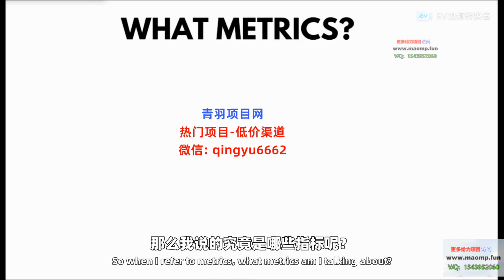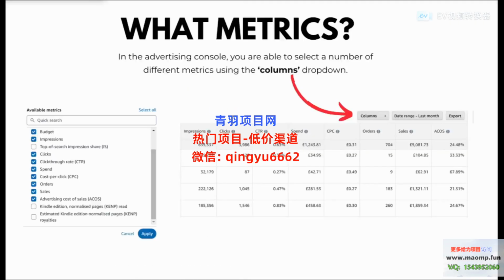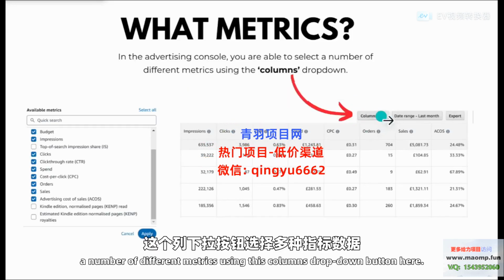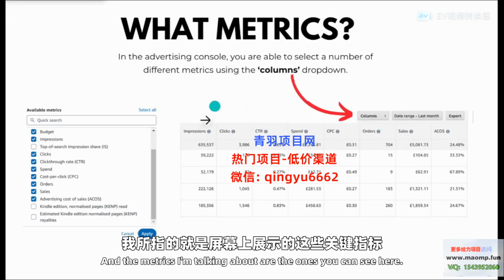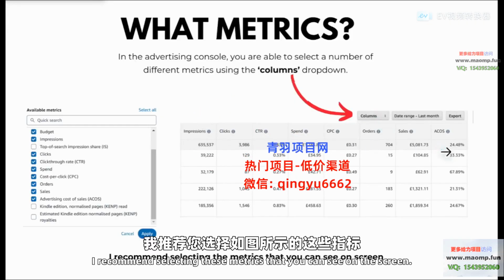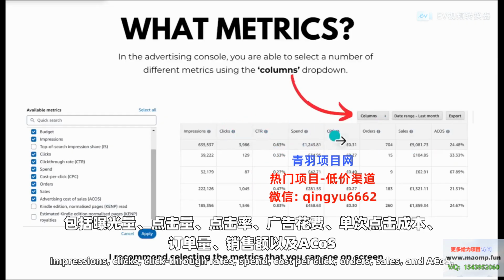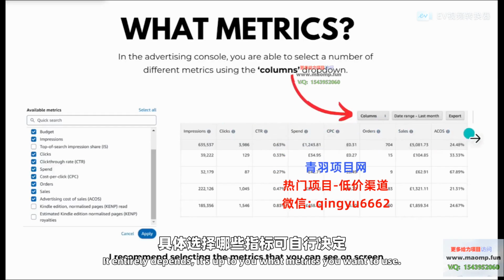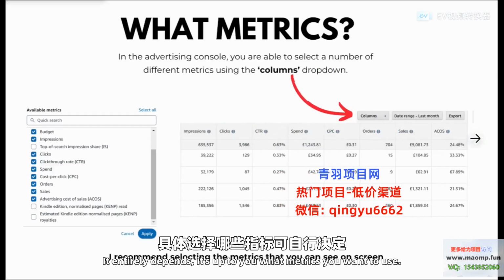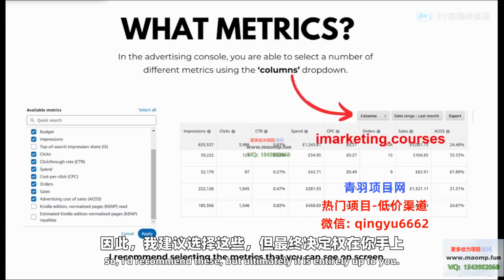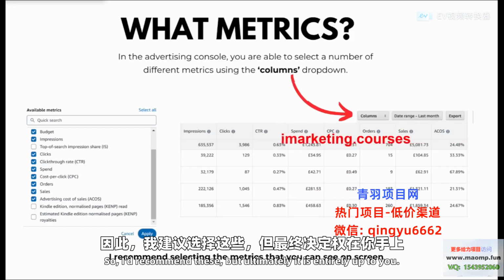So when I refer to metrics, what metrics am I talking about? In the advertising console, you're able to select a number of different metrics using this columns drop-down button here. And the metrics I'm talking about are the ones you can see here. I recommend selecting these metrics that you can see on the screen: impressions, clicks, click-through rate, spend, cost per click, orders, sales, and ACOS. It entirely depends. It's up to you what metrics you want to use. These are the ones that I use and that I'm going to teach you how to read and what they all mean. So I'd recommend these, but ultimately it is entirely up to you.